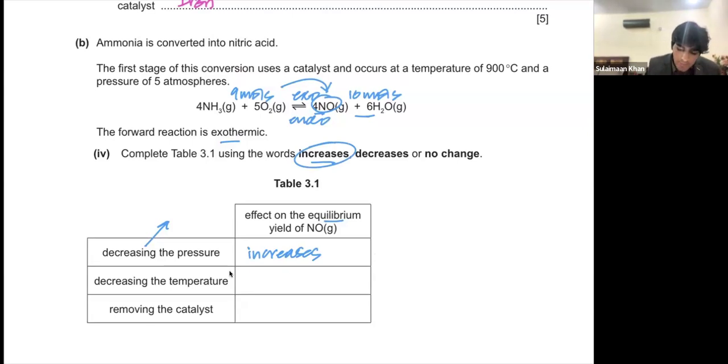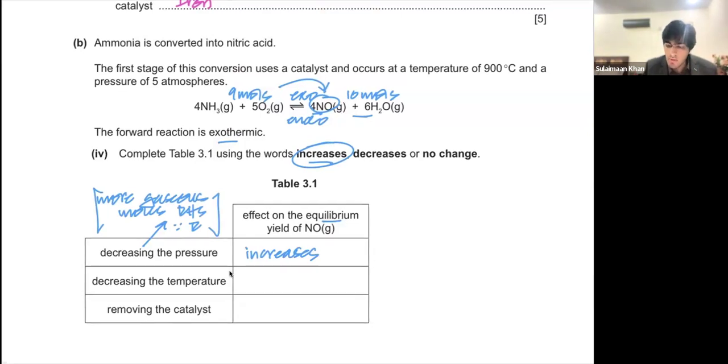ठीक है? Because decrease in pressure favors more gaseous moles, right? Which are on which hand side? More. इस chapter में और कुछ भी नहीं है. More gaseous moles, which are on the right hand side. Therefore, the position of equilibrium shifts to the right and it makes more NO.